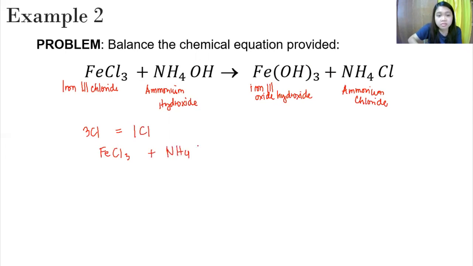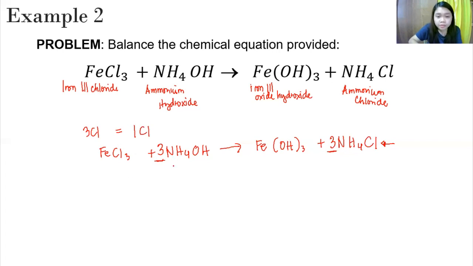We balance chlorine by writing 3 on the product side to compensate the 3 atoms from the iron 3 chloride in the reactant side. So we need to write 3 here to balance the chlorine atoms. After that, since the chlorine atoms are balanced, we will be balancing the ammonium compound. We know that here we have already 3 moles of nitrogen. So how we do this is that we write 3 also here to balance the number of nitrogen atoms from the ammonium.